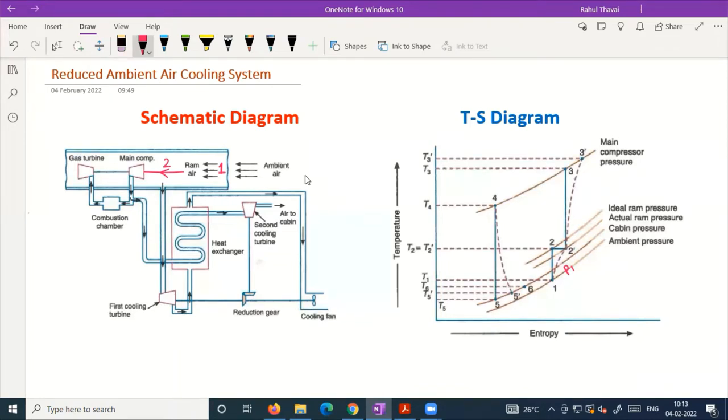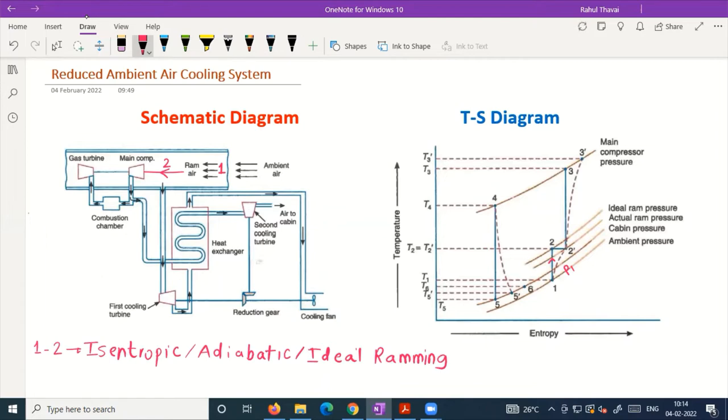Atmospheric condition. Now when you ram it, you can see the process 1 to 2. 1 to 2 is a ramming. I'll just write down here, process 1 to 2, it's an isentropic ramming. The 1 to 2 is isentropic, or we also call that adiabatic ramming. So these are nothing but ideal processes. If you want, I will add one more word here, that is ideal. So this is nothing but ideal ramming. So 1 to 2 is isentropic or adiabatic, or ideal ramming.